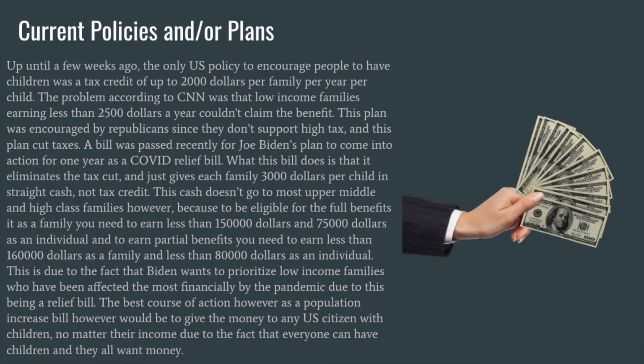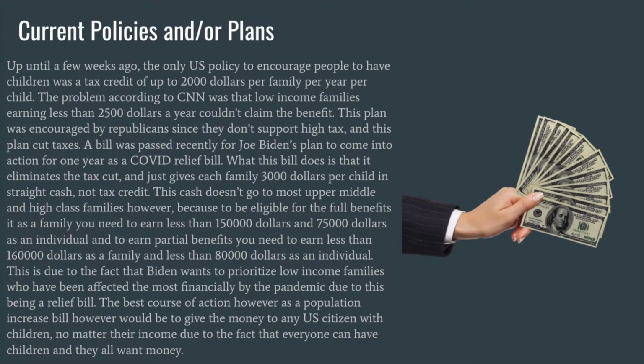Solution 2. Up until recently, the family-friendly policy was to give each family a $2,000 per year per child tax credit. The problem with this was, according to CNN, that low-income families couldn't get this tax benefit because they were earning less than $2,500 a year, which means that they wouldn't be able to pay enough tax, according to the government. A bill was recently passed by Joe Biden for 1 year as a COVID relief bill.